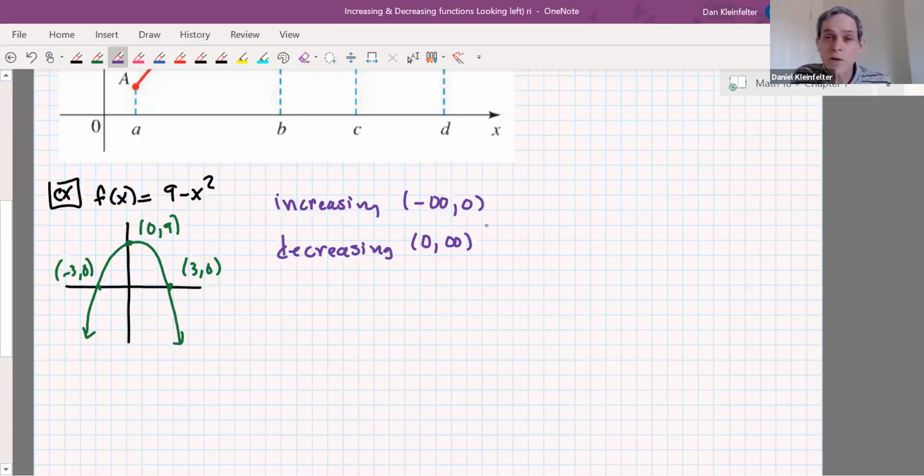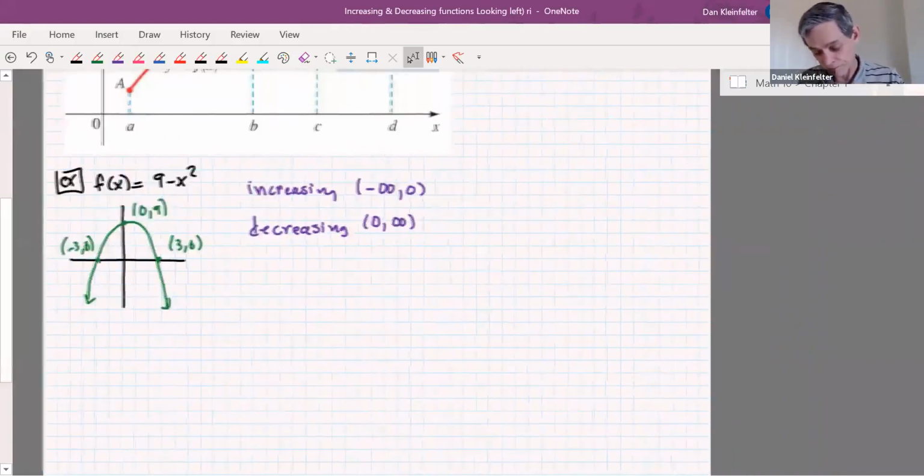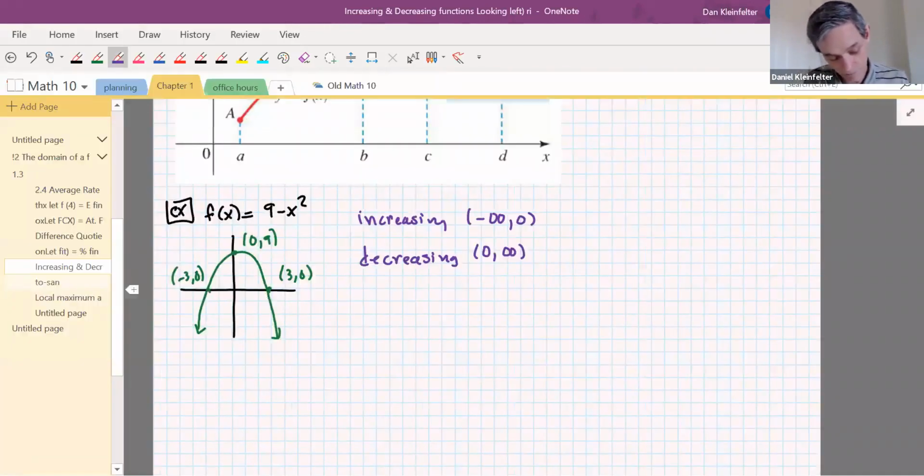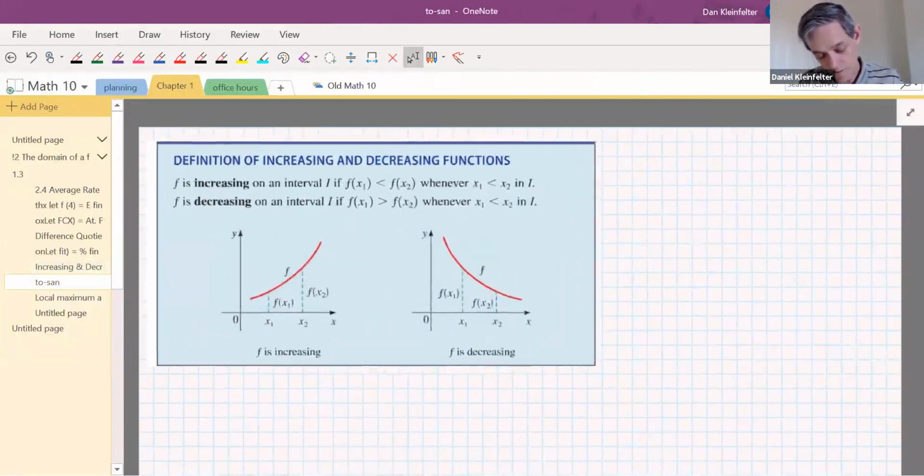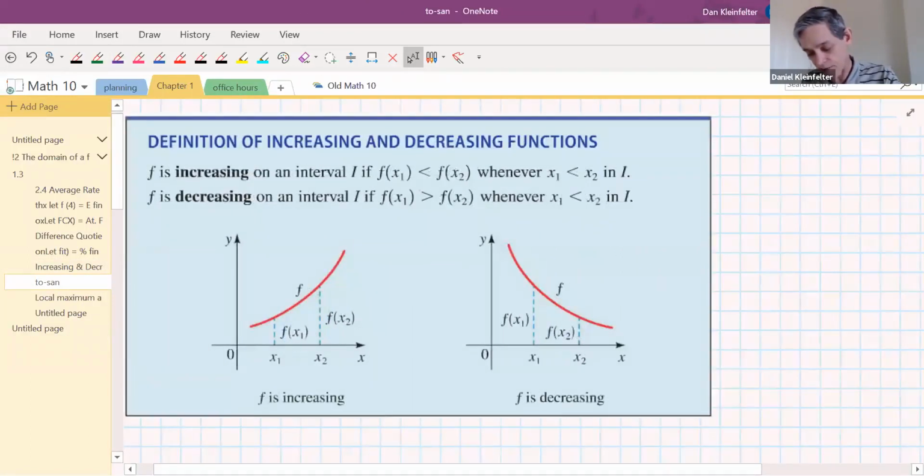So I don't have a square bracket on the 0. We don't define increasing and decreasing at a point in this class, so it'll always be on an open interval. So, more examples. Here's another way of saying increasing and decreasing.